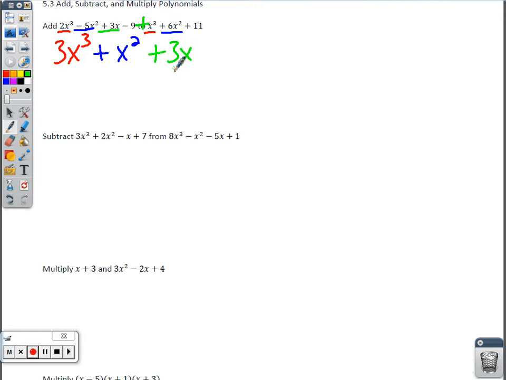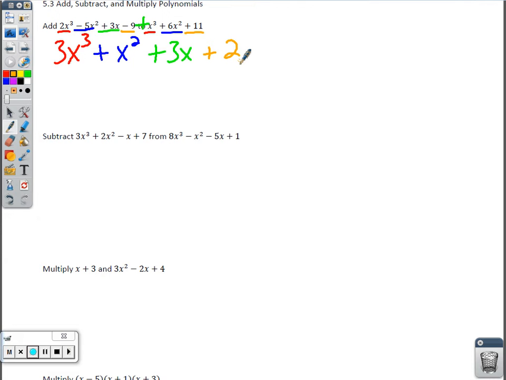And then there are two things that don't have an x. The negative 9 and the 11. Together those make 2. So that is adding polynomials.